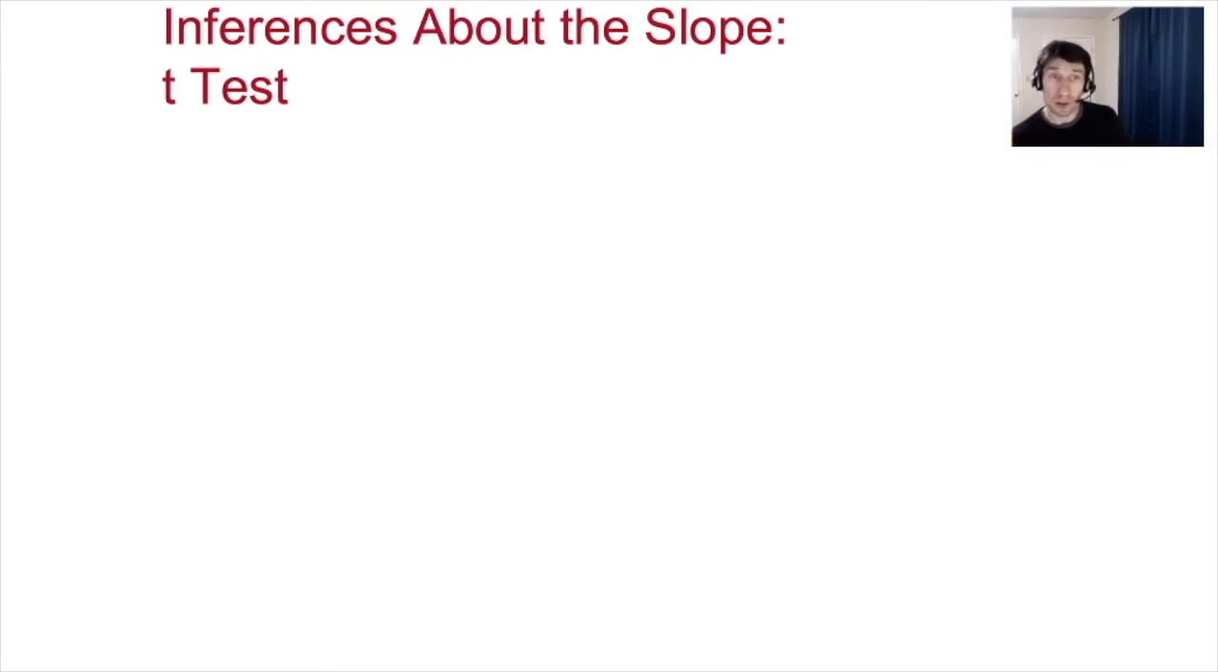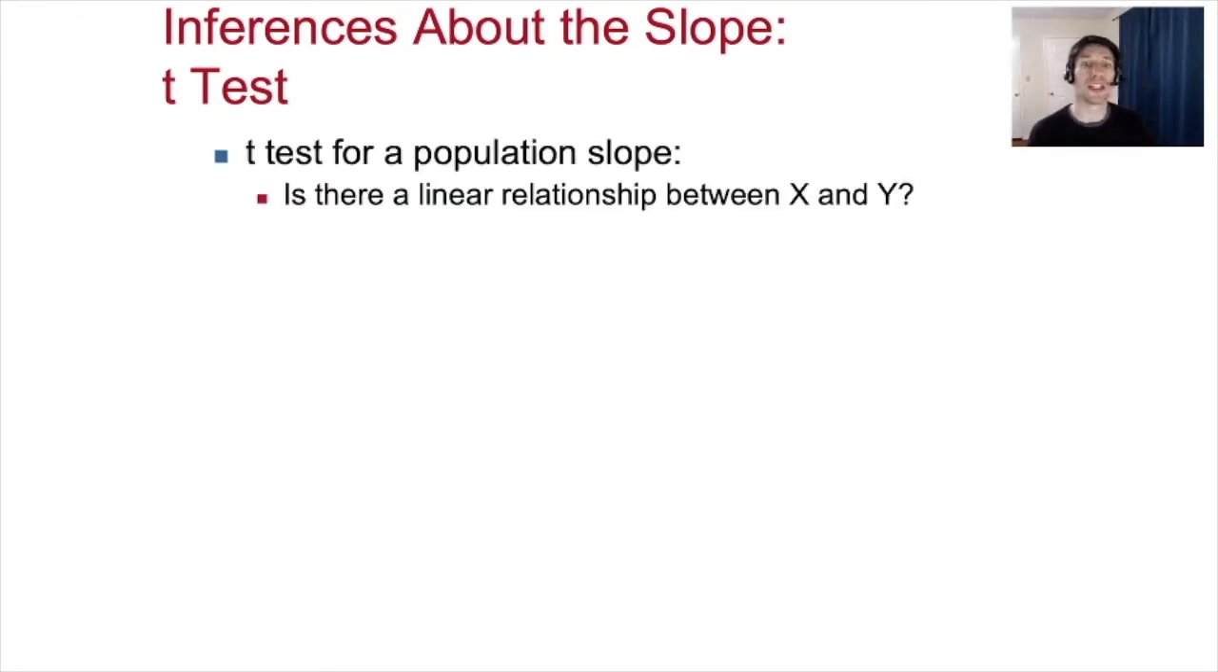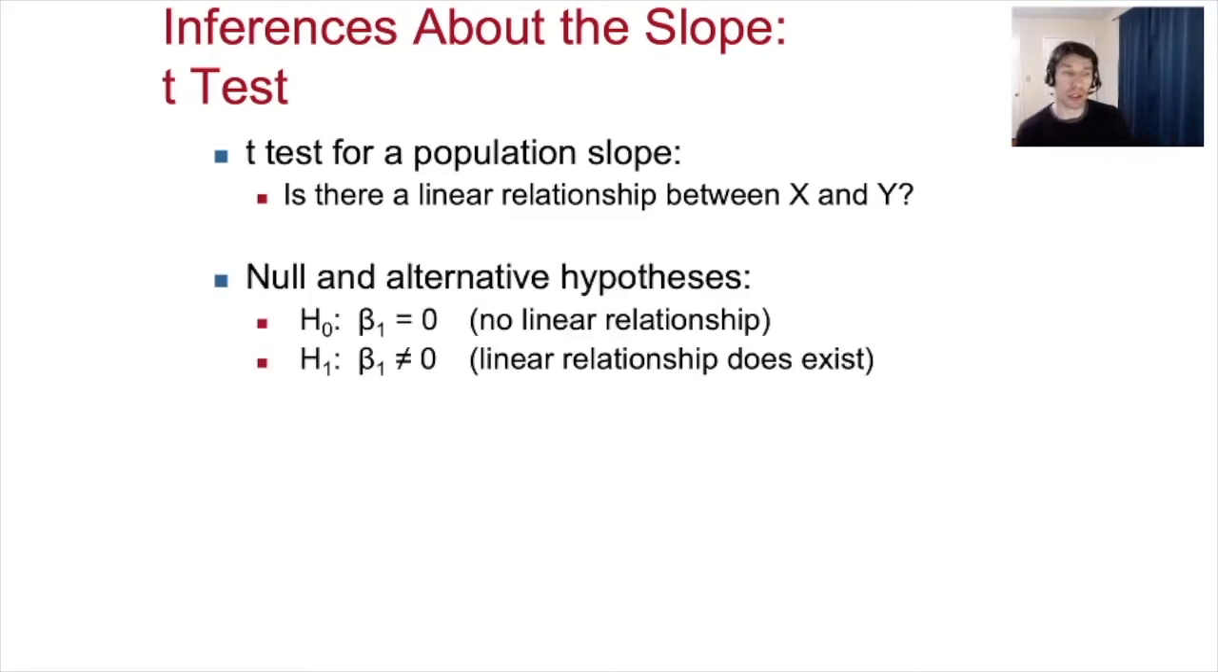So to make inferences about the slope, we're going to use a t-test. So we're going to do a t-test for a population slope. You're going to recognize all of this because it's going to be very similar to a t-test for a population mean, except in that case, we're testing the slope. So we're not asking a question about the population mean, we're asking a question about this linear relationship that might exist between x and y.